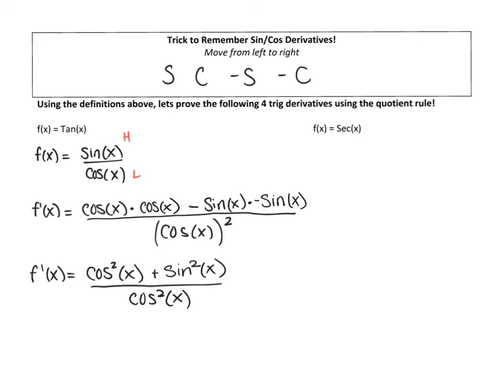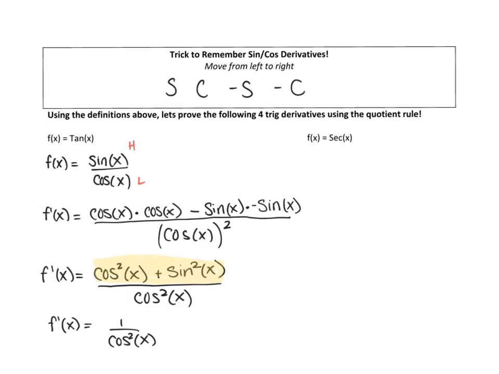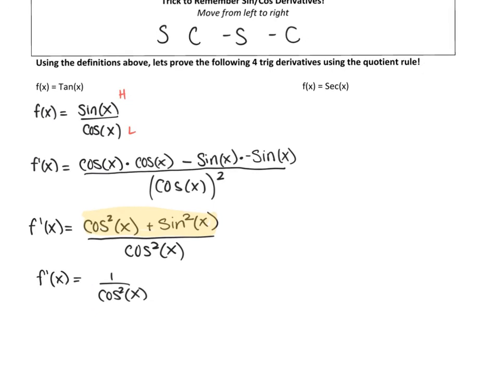Now, I don't know if you remember the identity or not, but you did learn in pre-calc and algebra 2 that cosine squared plus sine squared is equivalent to 1. So if we know that, f prime of x is 1 over cosine squared. And furthermore, we know that 1 over cosine is in fact secant. So f prime is secant squared x.